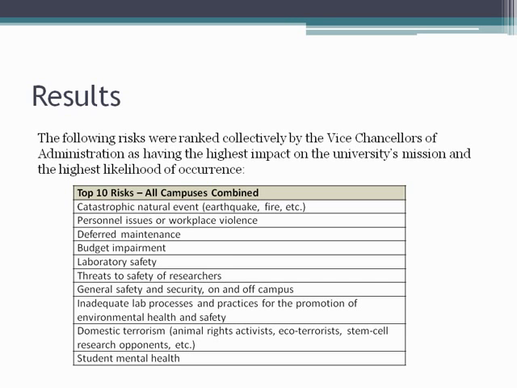Other ones that were included as the highest impact and likelihood include personnel issues or workplace violence, deferred maintenance, budget impairment, laboratory safety, threats to the safety of researchers, general safety and security both on and off campus, inadequate lab processes and practices for the promotion of environmental health and safety, domestic terrorism including animal rights activists, eco-terrorists, stem cell research opponents, etc., and also student mental health.